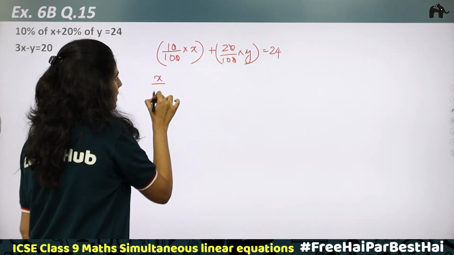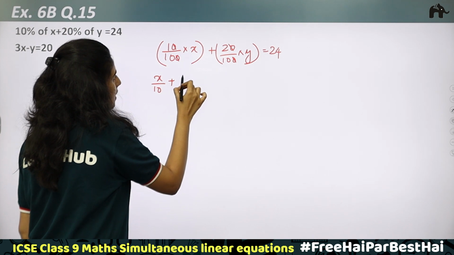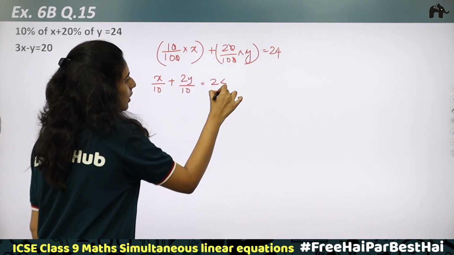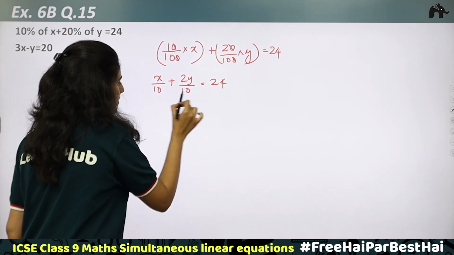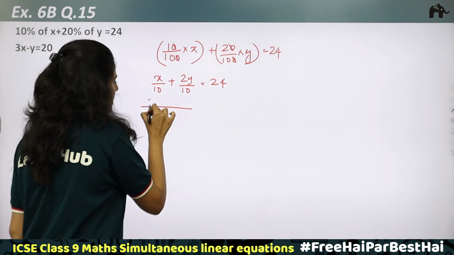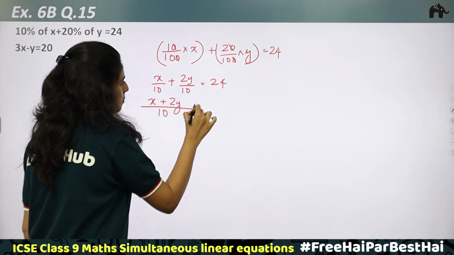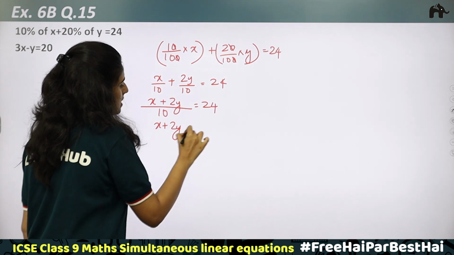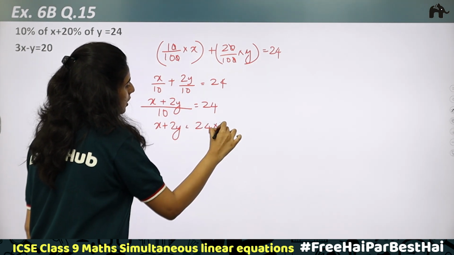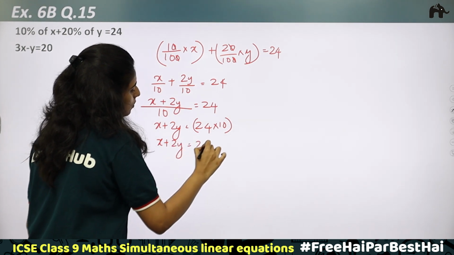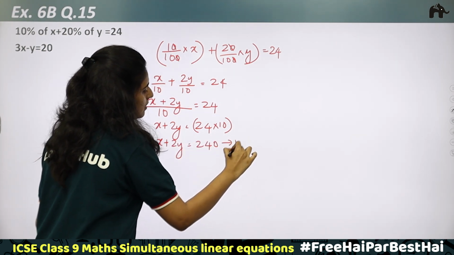x by 10 plus 2y by 10 is equal to 24. Denominator we have 10. LCM will be 10. x plus 2y in the numerator, that is equal to 24, or x plus 2y is equal to 24 into 10. x plus 2y is equal to 240. So this is our first equation.